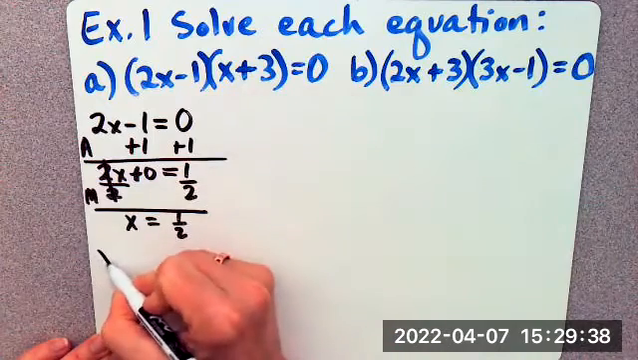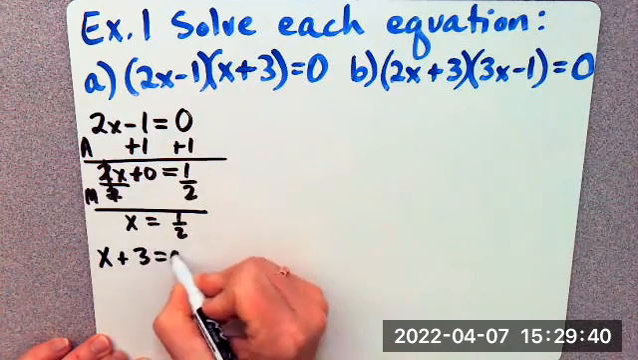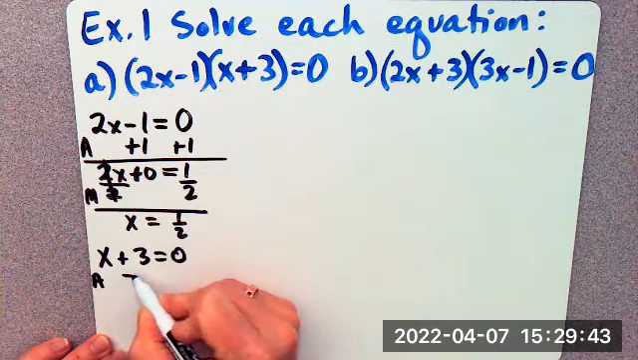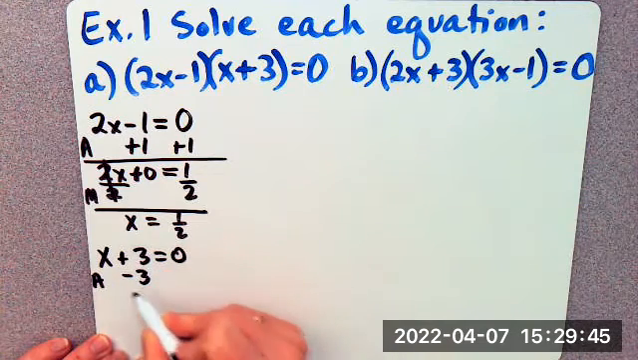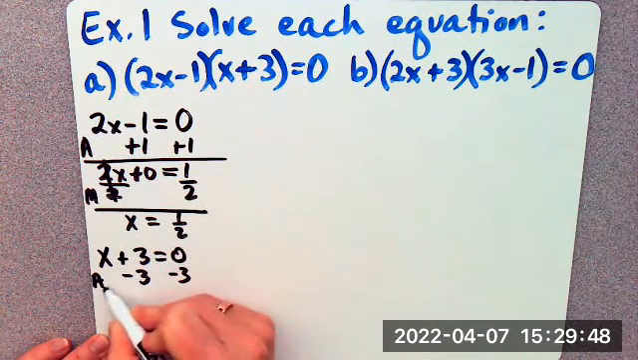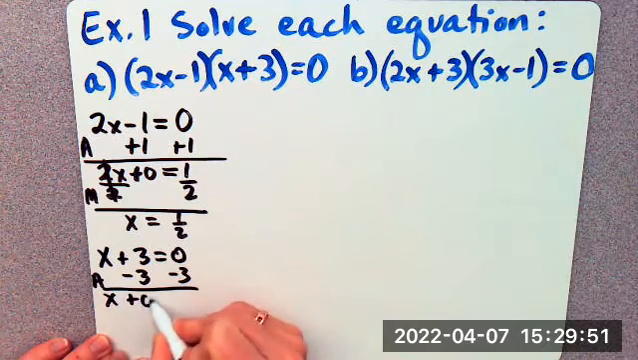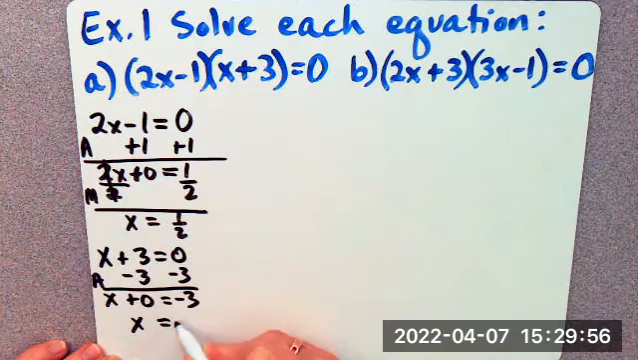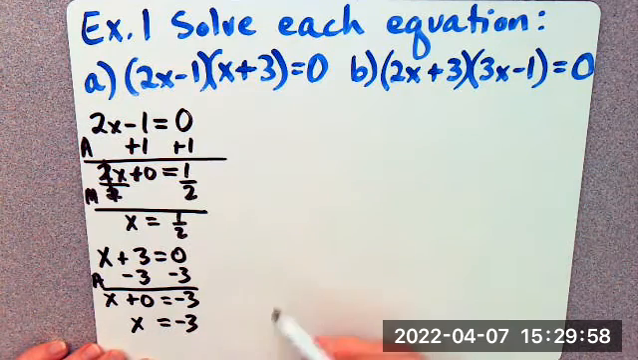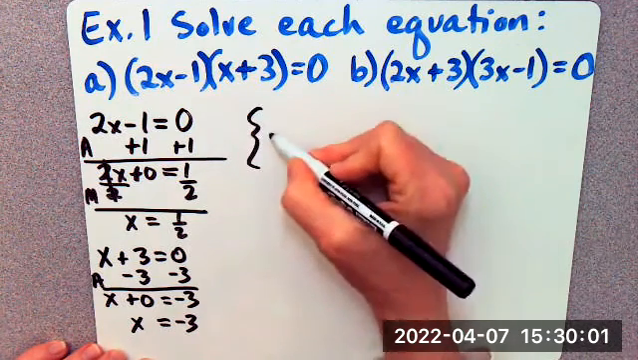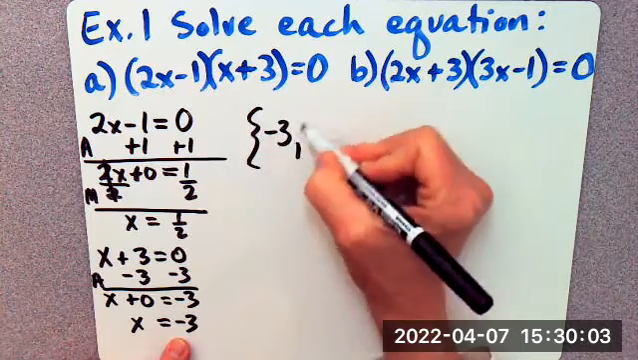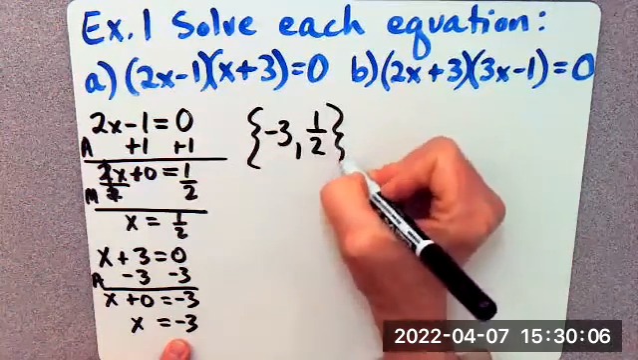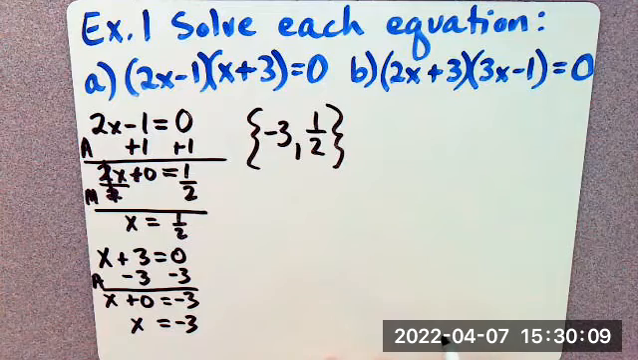So let's do this other one. x plus 3 equals 0. My additive inverse for this will be -3, because positive 3 minus 3 equals 0. So I have x plus 0 equals -3. So x equals -3 is my other solution. I can write this with curly brackets and say {-3, 1/2} if I want to use the higher level math jargon of representing a set of solutions.